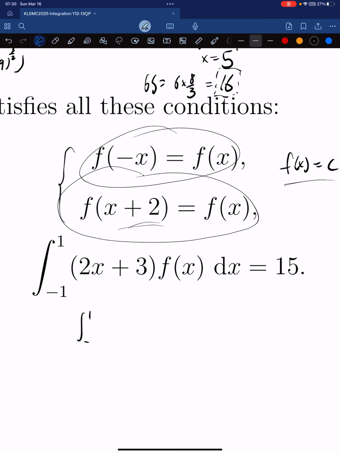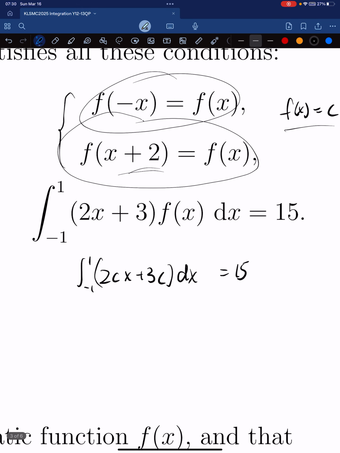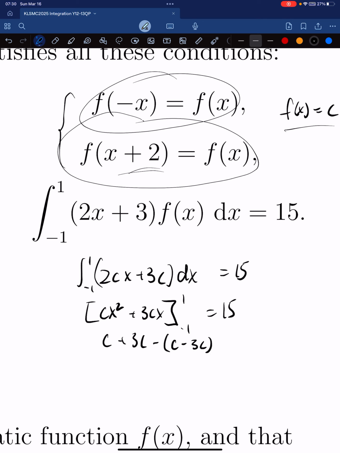So therefore, the integration of 2cx plus 3c from negative 1 to 1 equals 15. So it will give us cx squared plus 3cx from 1 to -1 should give us 15. So c plus 3c, minus negative c minus 3c, should give us 15. So 6c equals 15. So c should be equal to 15 over 6.